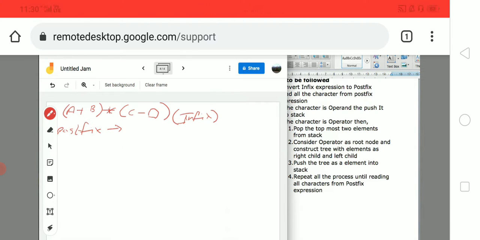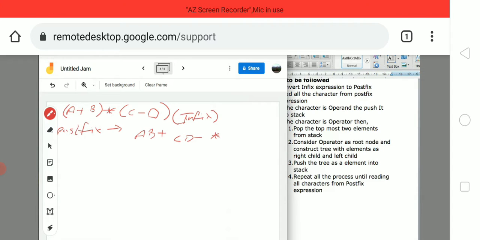So the expression will be converted as AB plus CD minus into. This is the postfix expression, and we already know how to insert an operand into the stack and how to insert an operator into the stack. We already revised these things. Now let us construct a tree.